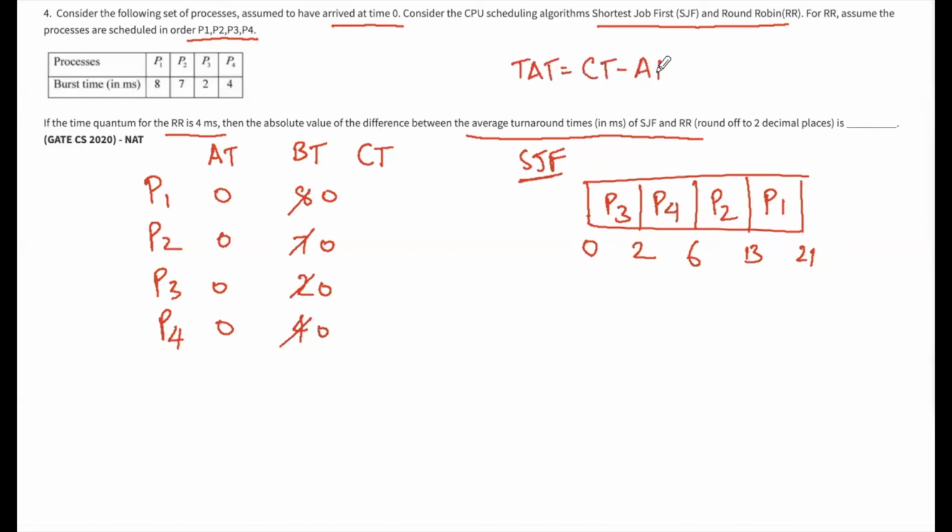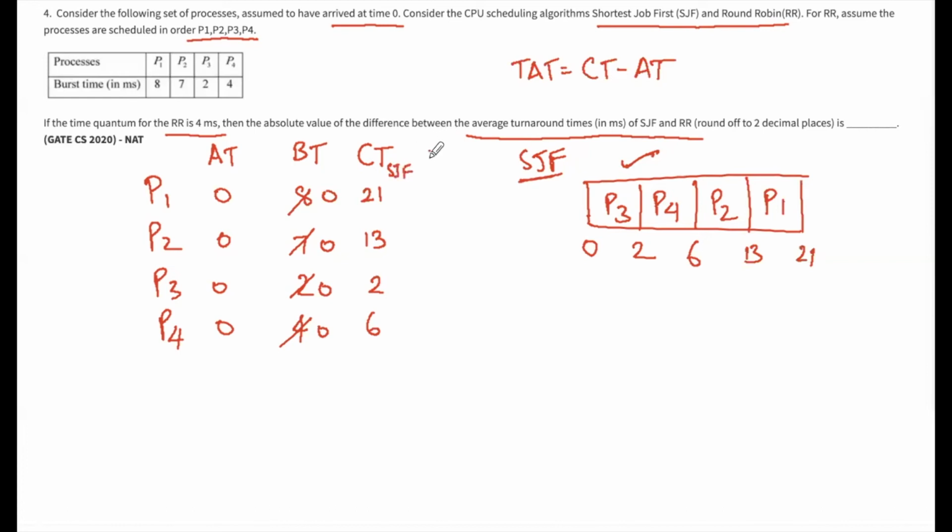Now, I'll calculate the completion time because we know that the turnaround time formula is completion time minus arrival time. So I'll calculate the completion time of each of the processes. Let's see, process 1 completes at 21 milliseconds, and then process 2 completes at 13 milliseconds. Process 3 completes at 2 milliseconds. Process 4 completes at 6 milliseconds. All these values are taken from this Gantt chart, right? For SJF, this is for SJF.